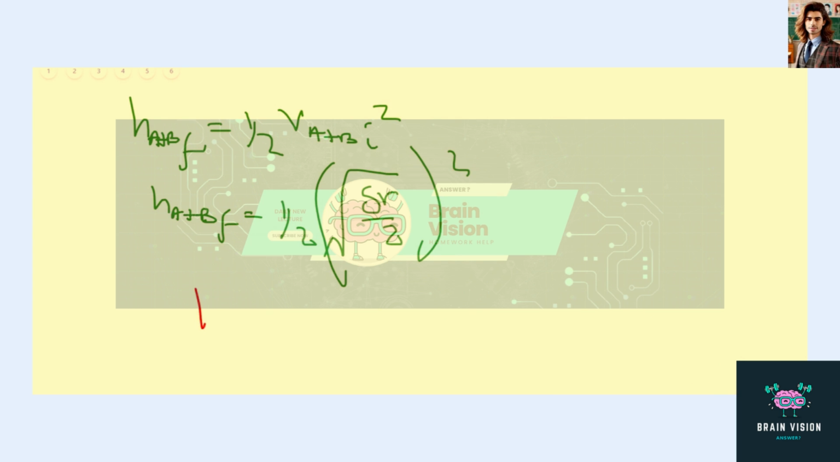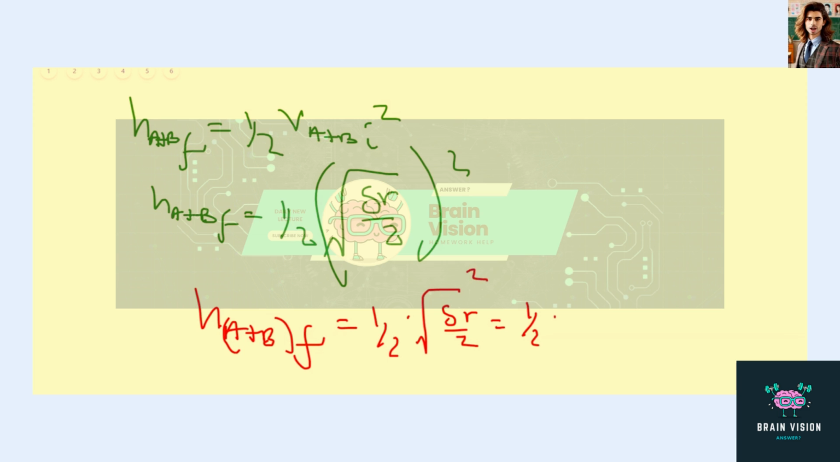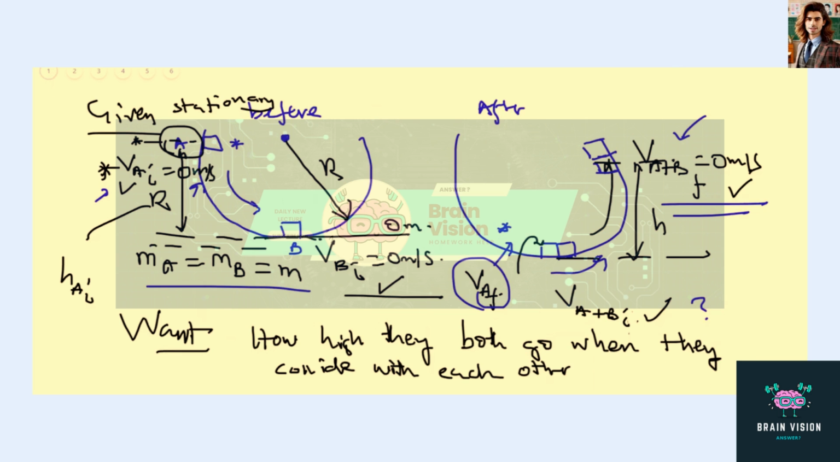So that final height of A and B, when it stops, is simply 1/2 times radical gR over 2 squared, which is the same as 1/2 times, this is squared, so it's going to get rid of the radical, and so our final height is gR over 4. So a lot of variables involved in this problem.